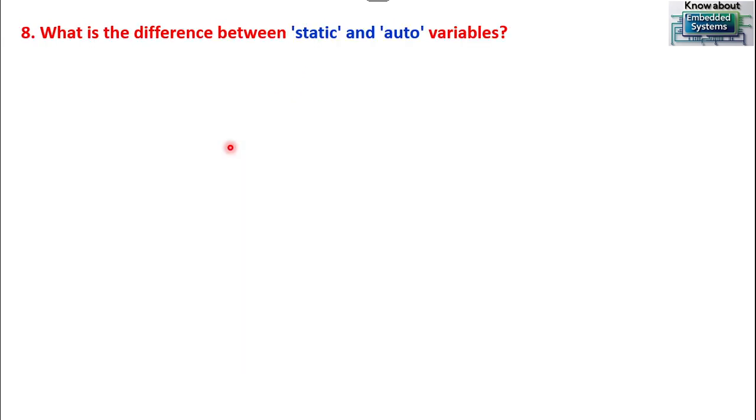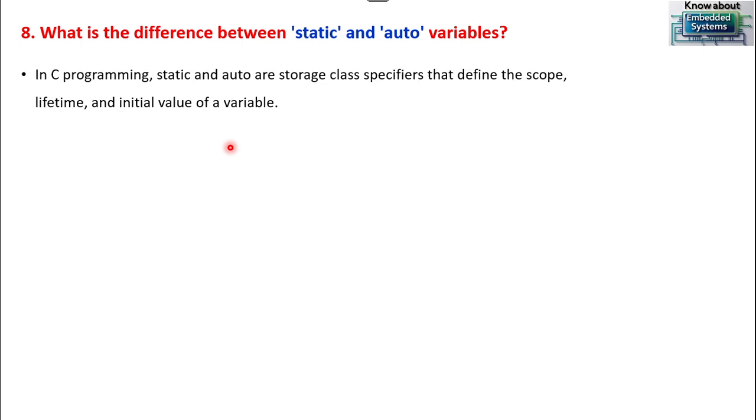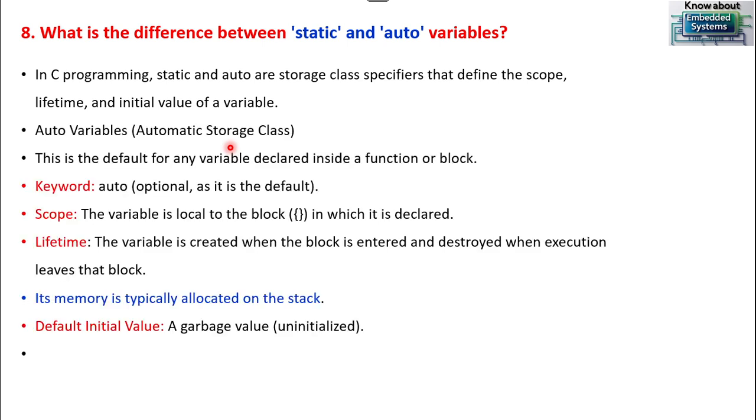So the next question is, what is the difference between static and auto variables? Static and auto variables. So guys, these static and auto variables are storage class specifiers. What do you mean by storage class specifiers? Storage class specifiers will define the scope of the variable and where it's going to be stored in the memory. These two important things it is going to define in the storage class. Let us understand one by one.